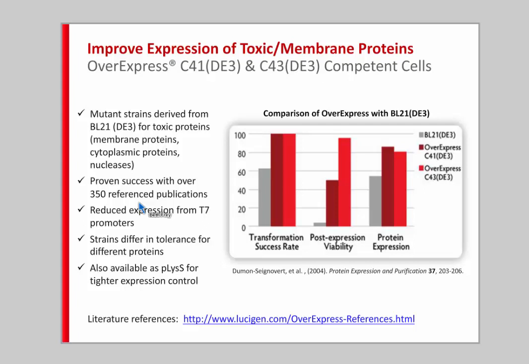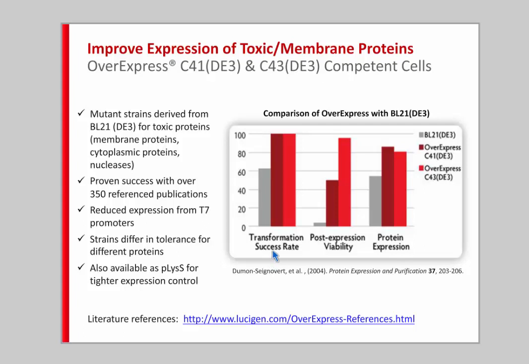And here's a figure showing the transformation success rate, the post-transformation cell viability, and the protein expression levels of a group of 28 membrane protein constructs, all driven by T7 promoters, that were transformed into C41 and C43, and in gray, the BL21(DE3), just an unmodified BL21(DE3) strain. And the Overexpress strains outperformed unmodified BL21 in every category that was measured.